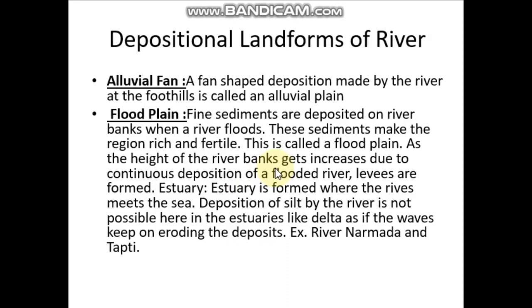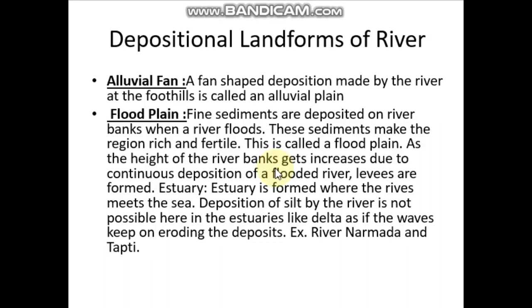So the height of the river bank gets increased due to continuous deposition of a flooded river. Levees are formed. Estuary is formed where the rivers meet the sea. Deposition or silt by the river is not possible here in the estuary, unlike a delta, as the waves keep on eroding the deposition. Example, river Narmada and Tapti.